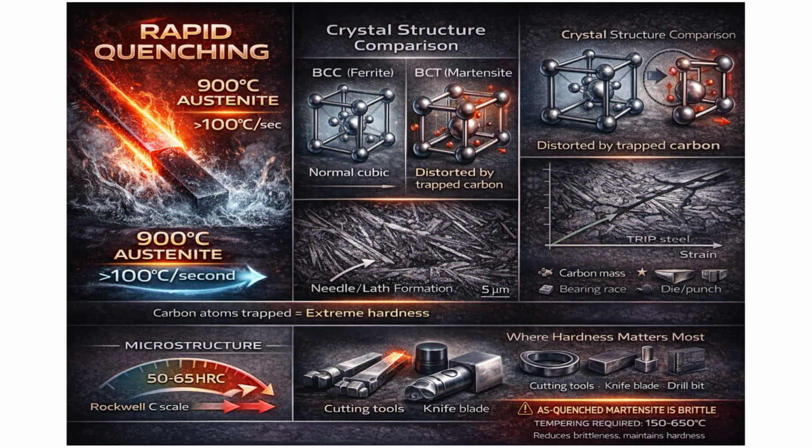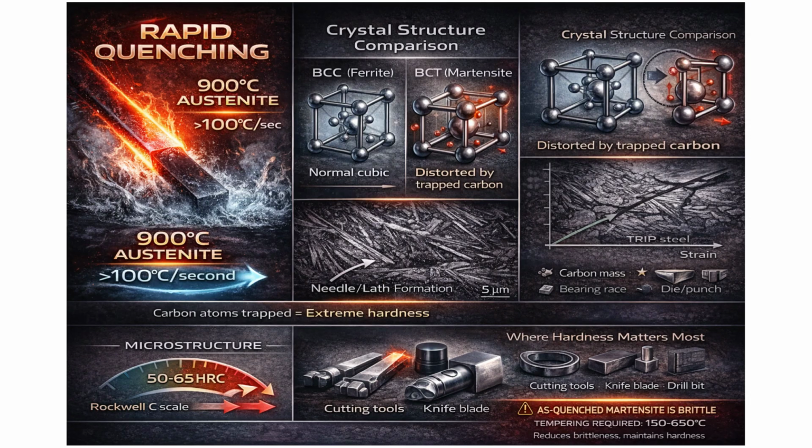Martensite is the rockstar of steel phases. It's the hardest microstructure you can achieve through heat treatment. To create martensite, you heat steel into the austenite range and then quench it rapidly in water or oil. The cooling happens so fast that carbon atoms don't have time to diffuse out, they get trapped, distorting the crystal structure from cubic to body-centered tetragonal, or BCT. This distortion creates incredible hardness.